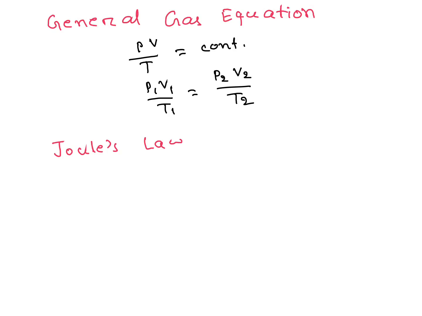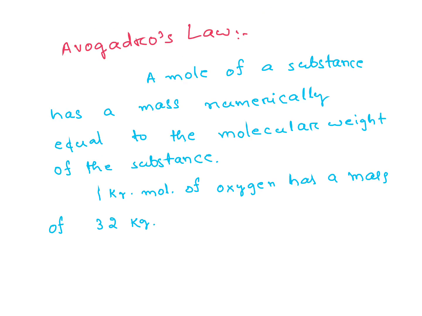Next is Joule's law. Internal energy is directly proportional to temperature. In Avogadro's law, a mole of a substance has a mass numerically equal to the molecular weight of the substance. For example, if you take 1 kg mole of oxygen, it has a mass of 32 kg. And if you take 1 gram mole of oxygen, it has a mass of 32 gram.